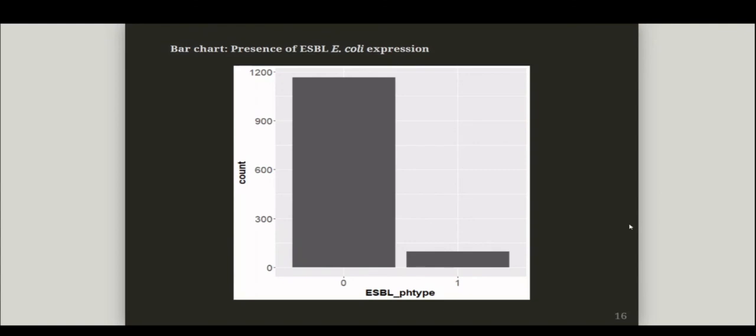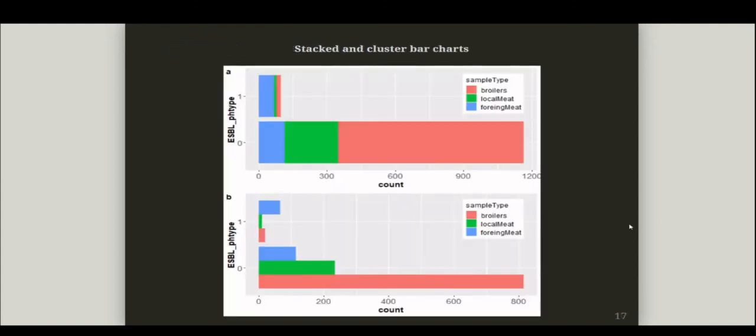There are some variations of the bar charts, which are called the stacked and clustered bar charts. Here I have an example of what is called the stacked bar, where the information is stacked by these three types of samples, showing when it's negative and when it's positive. So it already gives information that foreign meat is perhaps a place to investigate more, because it is where we are getting more antimicrobial resistant genes. And the same information appears here in the clustered bar, where the bars are side by side.